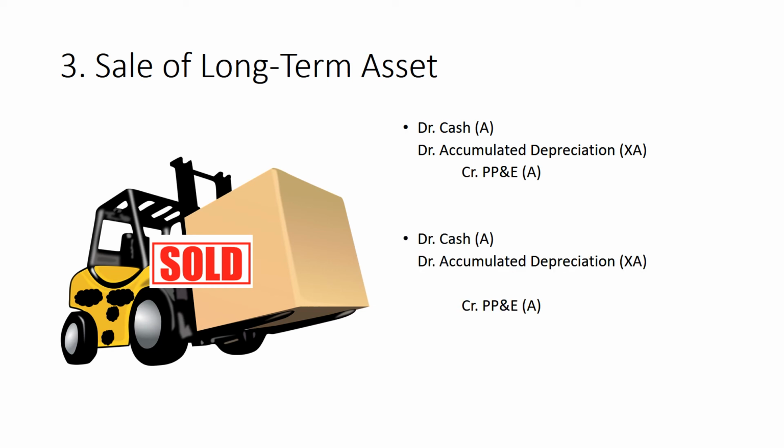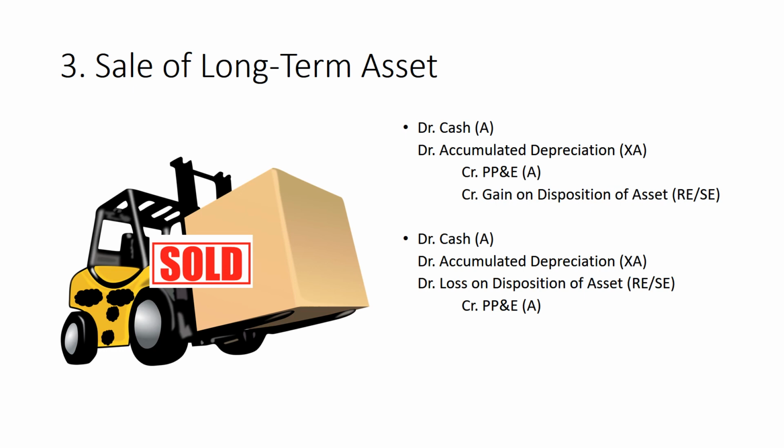Well, what happens if there is a loss? We'll still receive cash, so cash will go up. We still have to get rid of the PP&E and the associated accumulated depreciation, so we'll always credit PP&E and debit accumulated depreciation. However, instead of crediting a gain on the disposition of asset, here we will debit a loss on the disposition of an asset.